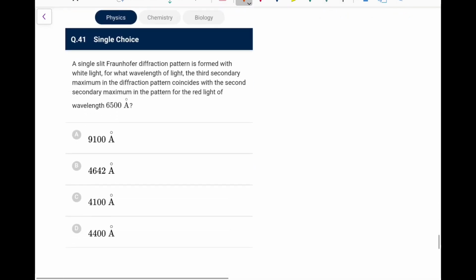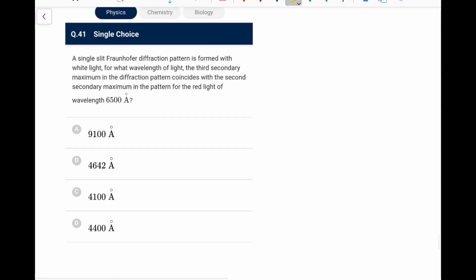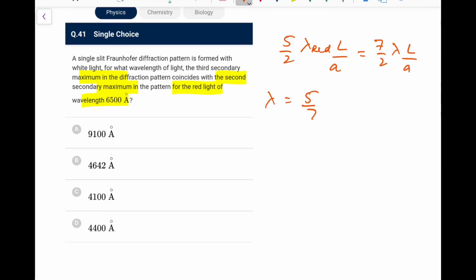Next one, in a single slit Fraunhofer diffraction pattern formed when white light, for what wavelength of light does the third secondary maximum coincide with the second secondary maximum in the pattern for red light? Second secondary maximum is 5 by 2 lambda red L by a, that coincides with third secondary maximum, that is 7 by 2 lambda L by a. So that lambda definitely is 5 by 7 of lambda red. So 5 by 7 into 6500.